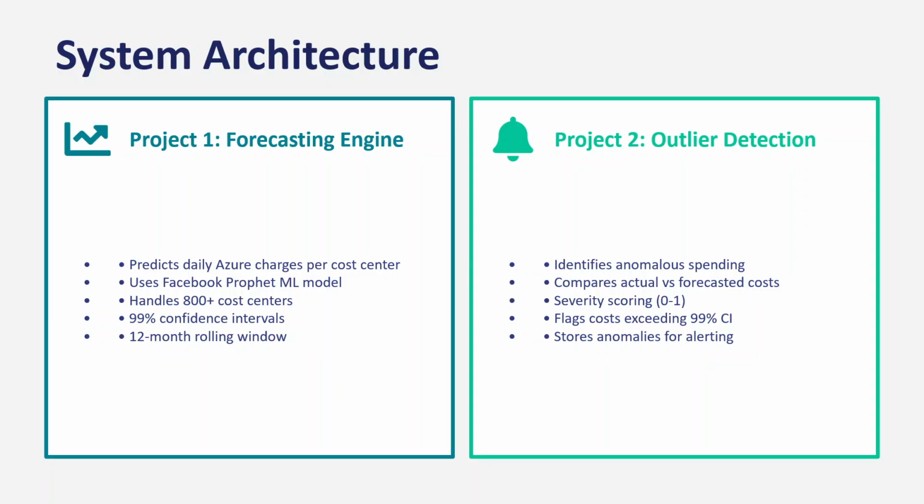Project 2 is the outlier detection layer. It compares actual spending against the forecast values, assigns a severity score between 0 and 1, and flags anything that exceeds the 99% confidence upper bound. Those flagged anomalies are then stored for alerting and reporting. So together, these two projects form a fully automated end-to-end cost intelligence system.